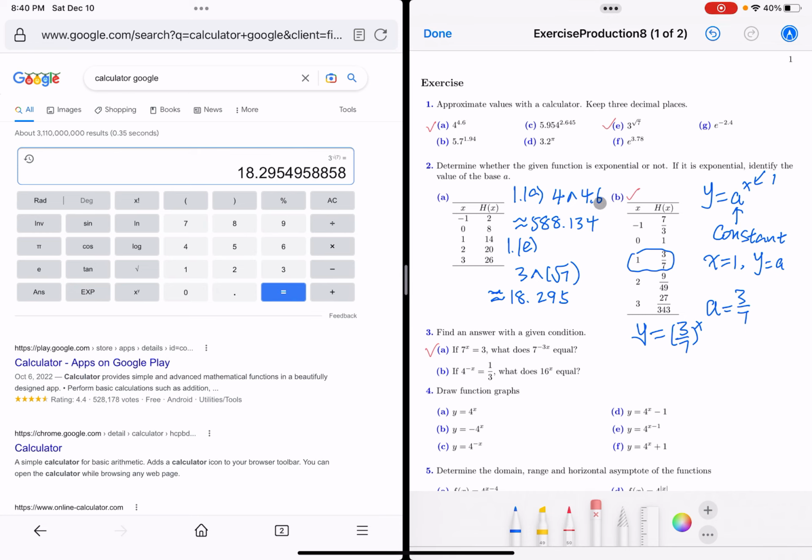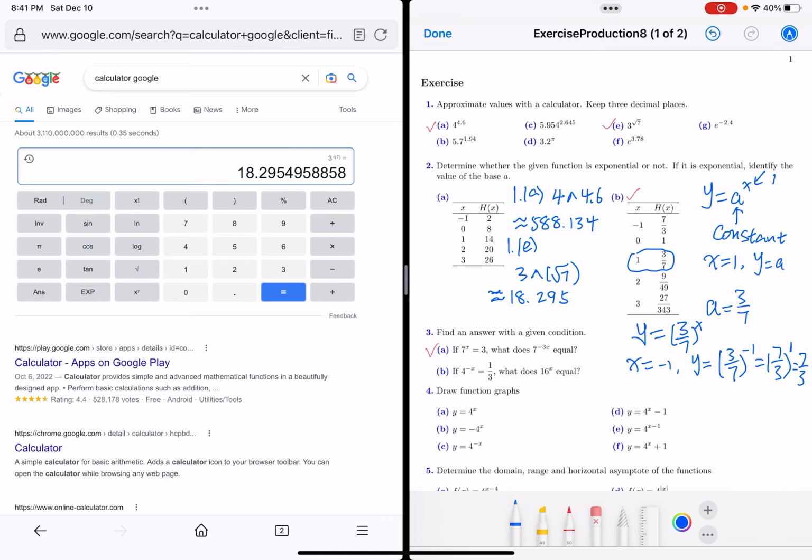So here, when x equals -1, we then have y equals (3/7) to the -1. You simply flip it, 7/3. And here comes to be +1. That's exactly this value, 7/3. That's the value right here.